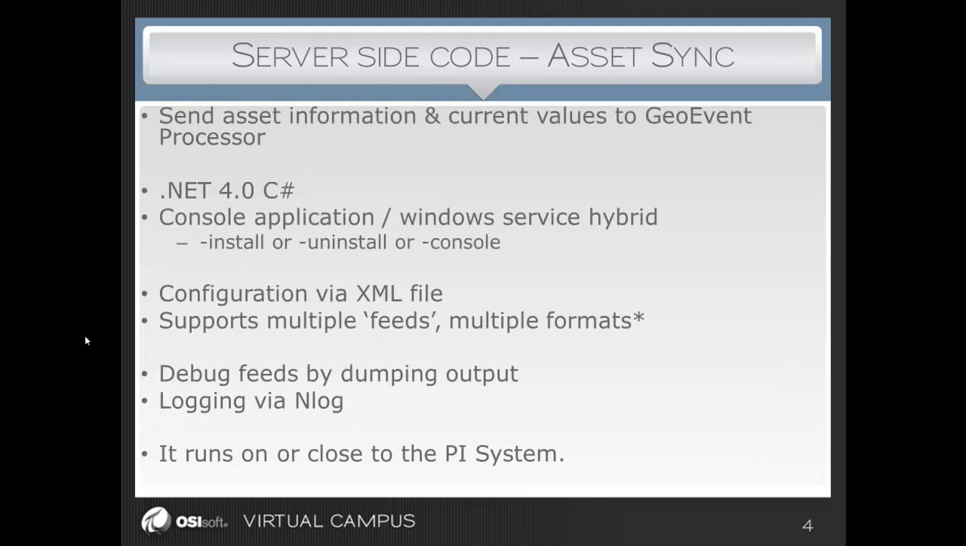So in this video we're discussing the server-side code of the demo, and that's really all about asset synchronization, or propagating assets coming from PI AF to a GeoEvent server or GeoEvent processor. This application is written in .NET 4.0 using C#, and the project is really a hybrid console application and Windows service. So this will allow you to debug it and use it on your development workstation, but you can also install it as a service on your development server.